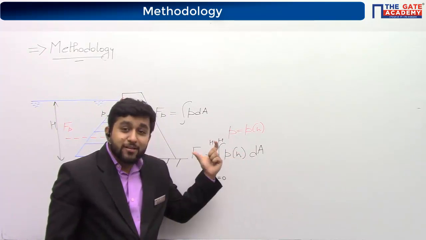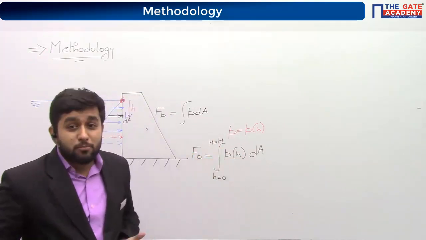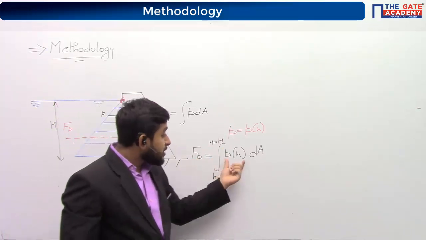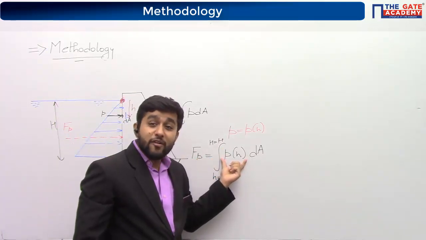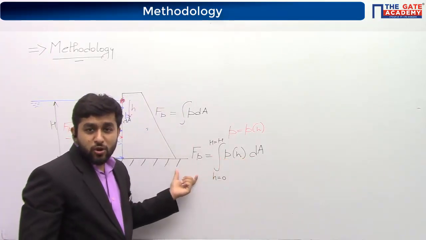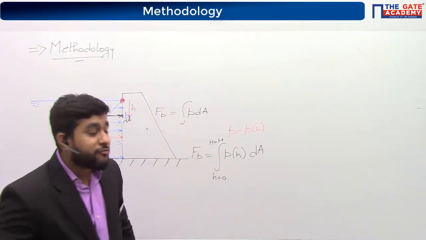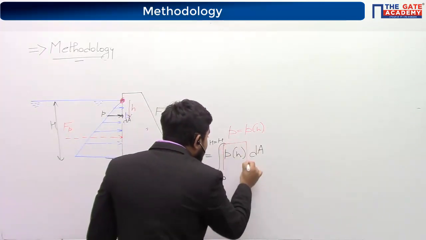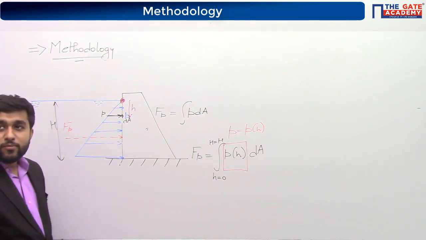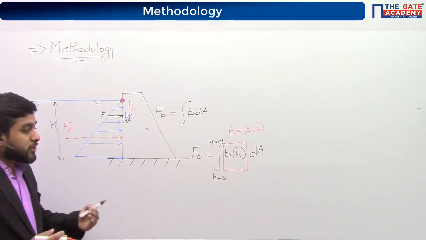And this is what our major problem is. Our major problem is not finding out FP. Our major problem is finding out pressure as a function of H coordinate. Once you know this, this is very easy to solve. So the main problem of fluid mechanics is this: pressure as a function of position. Okay? So how do you do it?